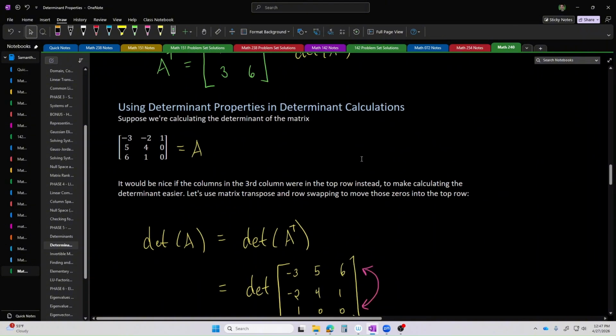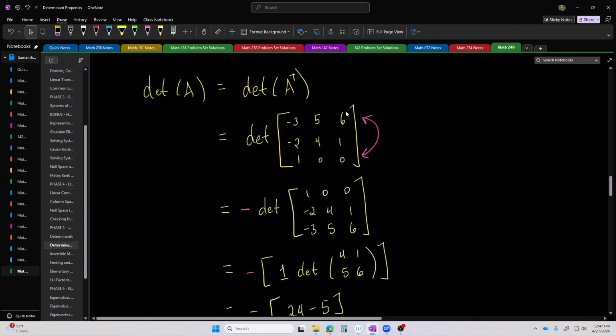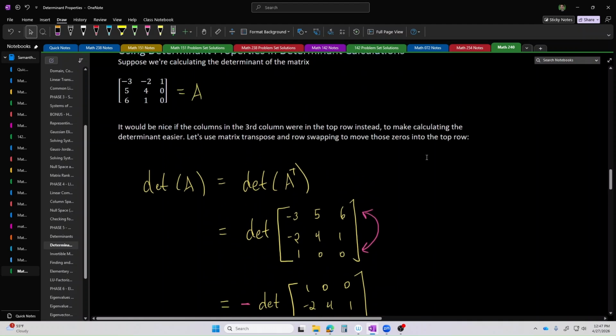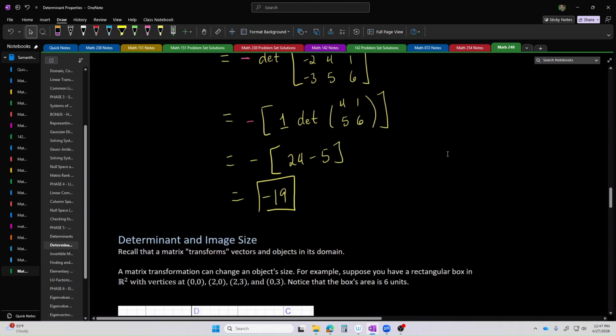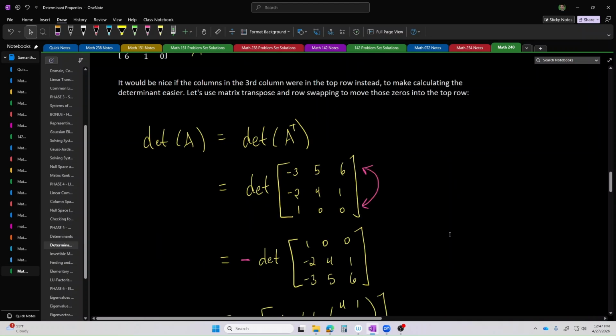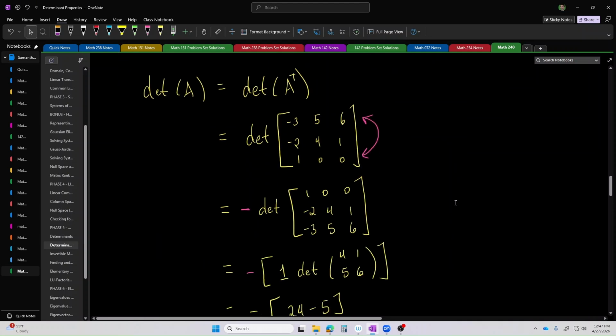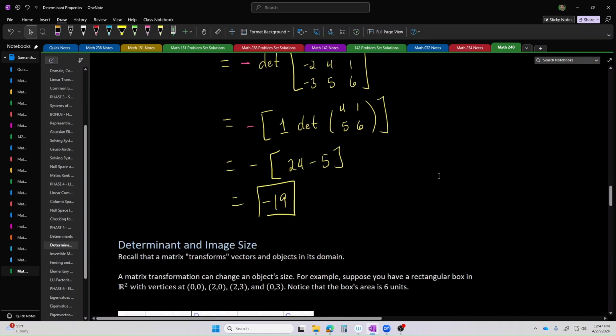So being able to swap column and row here, being able to swap one row with another, allowed us to manipulate this determinant into one that was much, much easier to calculate. So that's a nice application of those properties to make determinant calculations easier.